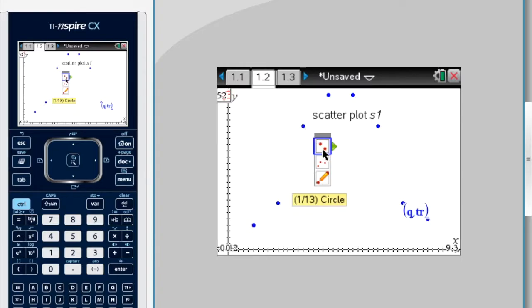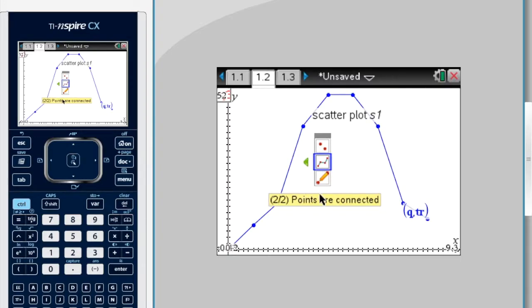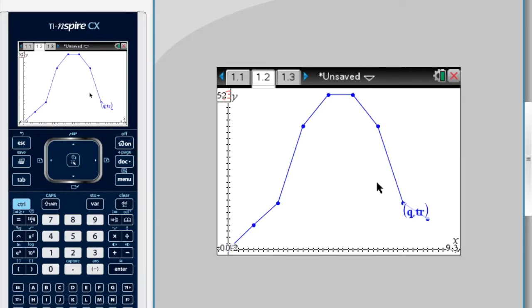Now it says the first one's fine. The second one, it says points are not connected. That's not what we want. So I move across, and now it says points are connected. So I just click anywhere else to get out of that. And so I've got points are connected.